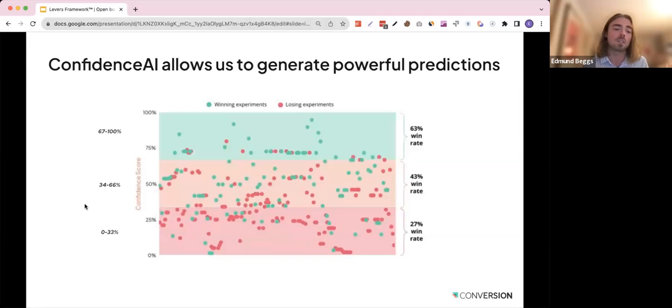And this Confidence AI technology is helping us to generate really powerful predictions, and the early data is looking really promising. So here you can see that where Confidence AI gives your experiment a rating between 67 and 100, this experiment has a 63% chance of winning. Between 34 and 66, a 43% chance of winning, and 0 to 33, a 27% chance. So already there are signs that our model is managing to become pretty well calibrated. And actually, if you take the 67 to 100 category, it is potentially able to substantially outpredict a practitioner in CRO based on estimates of standard industry win rates.